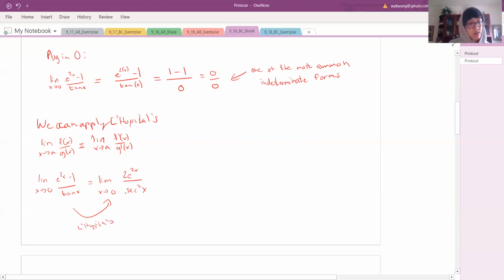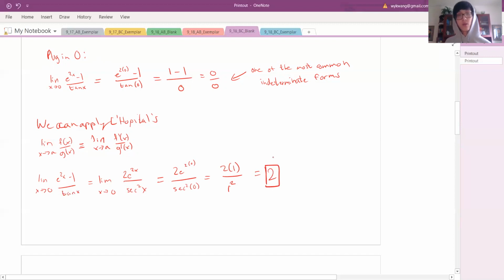Now we're going to just plug in 0 again. Let's see if that helped. If we plug in 0, we're going to get 2e to the 2 times 0 over secant squared of 0. Now 2 times e to the 0 is 2 times 1 over secant squared. Well, secant of 0 is just 1, so secant squared is just 1 squared. So we're going to get 2.